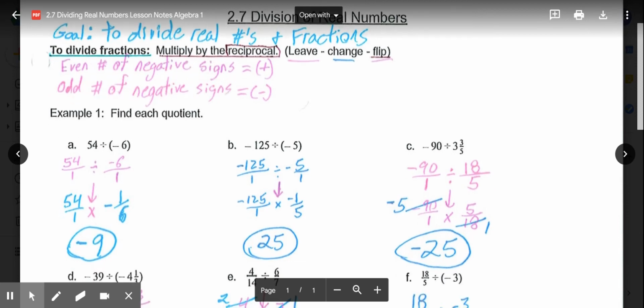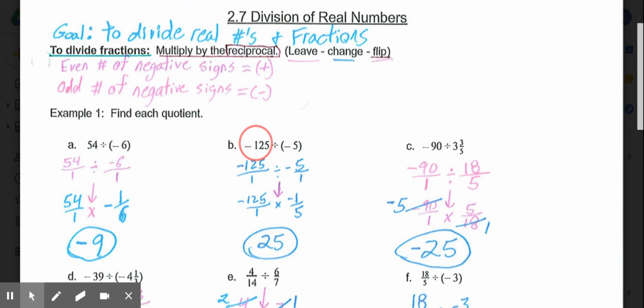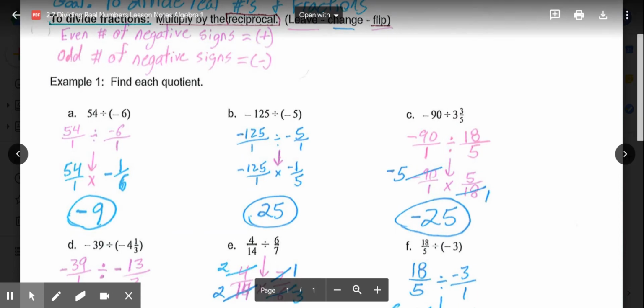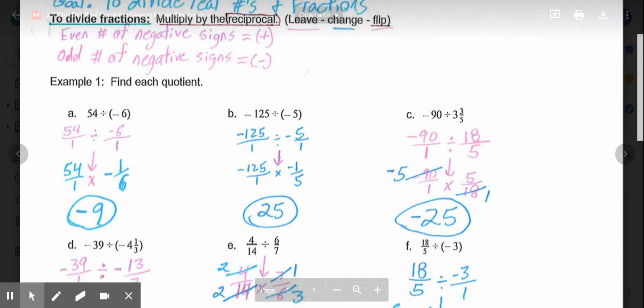So then in this case, negative 125 divided by a negative 5. Two negative signs means my answer will be positive. 125 divided by 5 is 25. Then we get into C, which is where we're going to have to start dealing with fractions or mixed numbers. So in C, we have a negative 90 divided by 3 3/5.